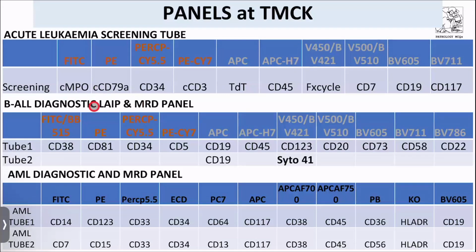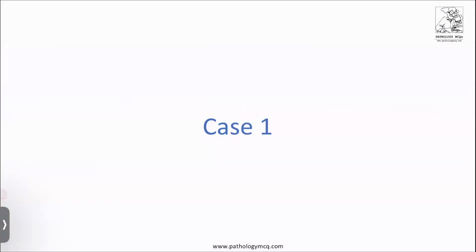We are going to discuss more about MRD and LAIPs in further lectures, and how these antibodies can be used to diagnose MRD. Similarly, we use the AML diagnostic and MRD panel for further classifying the AML with various antibody panels. So this is all about the theory that we had to know to diagnose a case of acute leukemia. Now we'll go on and discuss various cases.